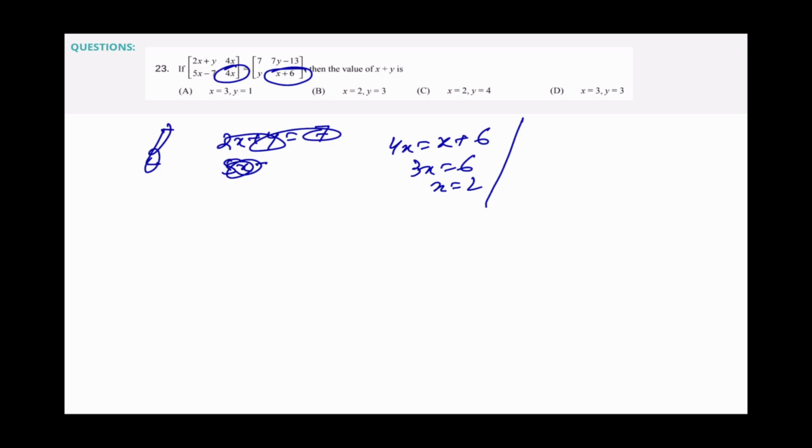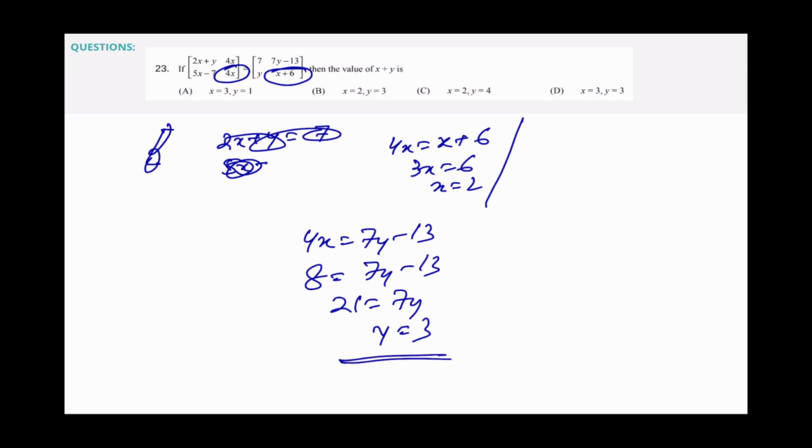Okay. And then let's see the next part. So 4x is equal to 7y minus 13. So 8 is equal to 7y minus 13. So 21 is equal to 7y, y is equal to 3. So we got the answer 2 and 3. So then B option.